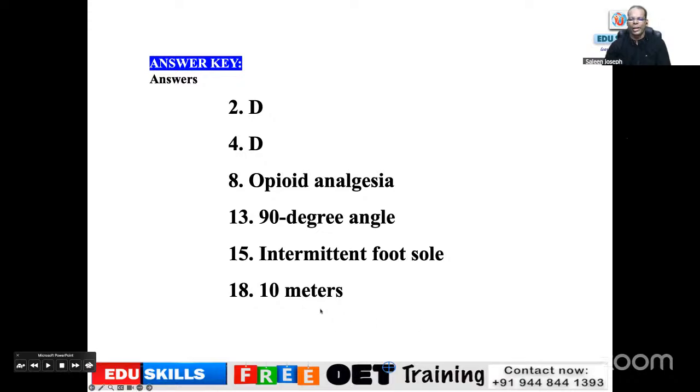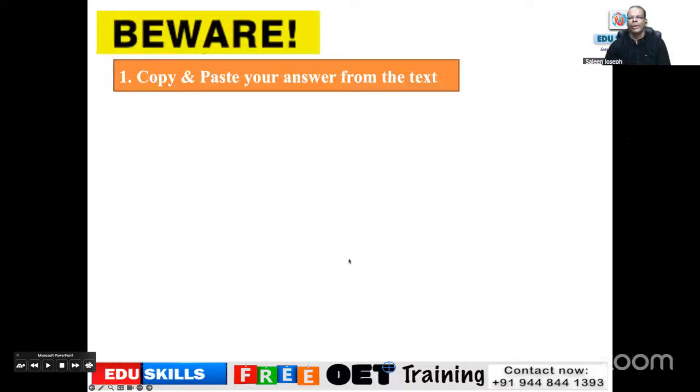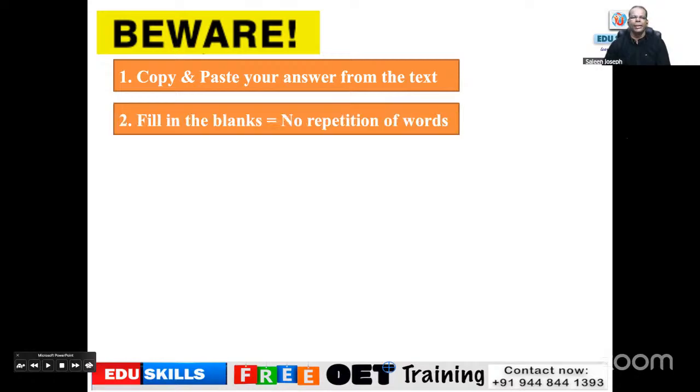Ten meters, you have to write exactly 10 meters. Now beware. First, beware. Copy and paste your answer from the text. You may not be able to copy and paste, but I say exactly you have to take the answer from your text. No changes. Copy and paste. Even if you are writing, see that you copy and write exactly as it is there in the text. Fill in the blanks.